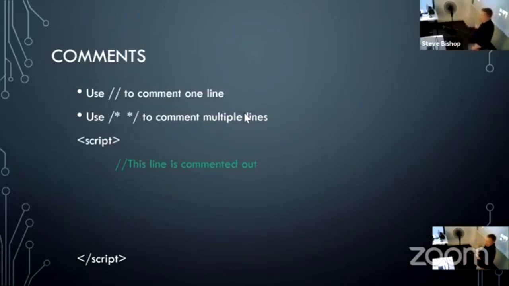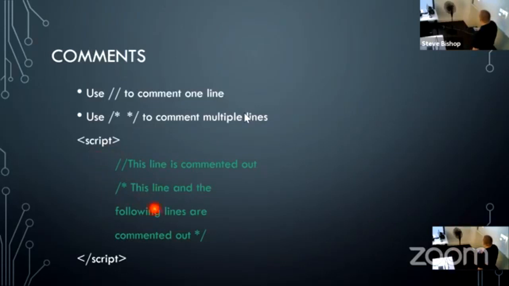It'll just leave it there. The other thing we can do is the forward slash asterisk and then the asterisk forward slash, and you'll see that this line and the following lines are all commented out by just doing that. So you can comment out multiple lines with just the forward slash asterisk and then asterisk forward slash.